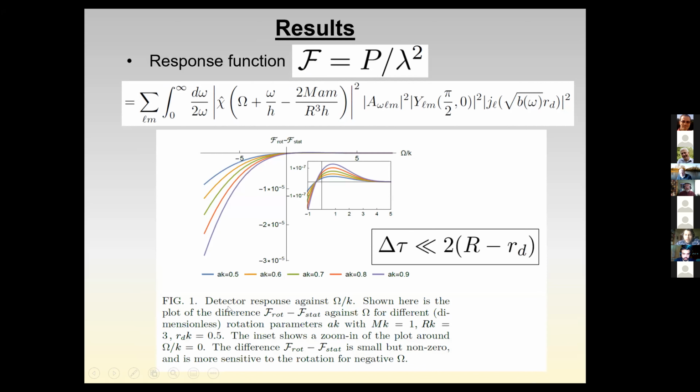So here we plot the detector's response, and we plot the difference between when the shell is static and when the shell is rotating, depending on the gap of the detector. So if omega is positive, then we actually excite up. If omega is negative, then we actually de-excite the detector. And so here are the parameters which we plot for. But what we made sure is that basically, the travel time from the detector to the shell and back is actually larger than the switching function of the detector.